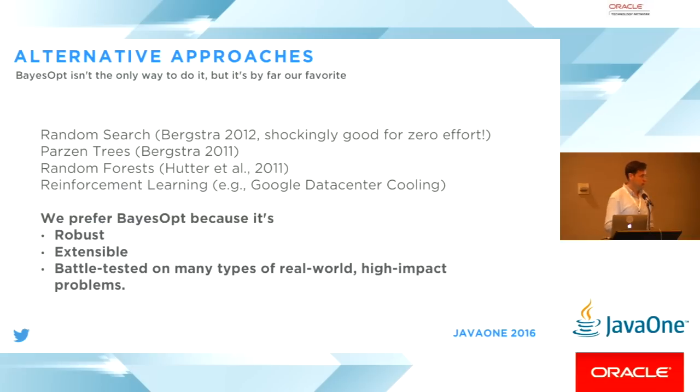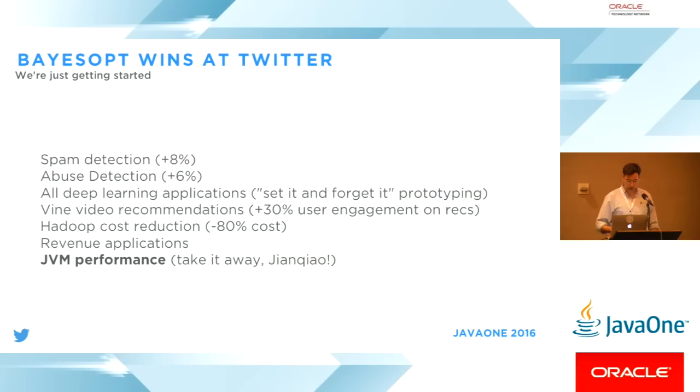We've used this on a lot of real world high impact problems. We've helped tune the spam and abuse detection models. We're not the only people trying to make this better, but we've done a similar flavor of what I've talked to now. All deep learning at Twitter, and this is a growing segment of technologies that we're investing in, goes through Bayesian optimization tuning before going into production. It's just a part of the workflow at this point.